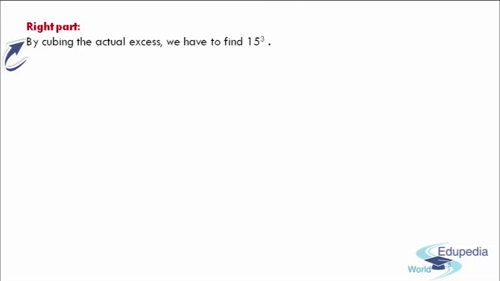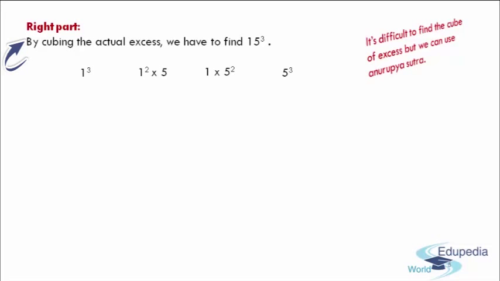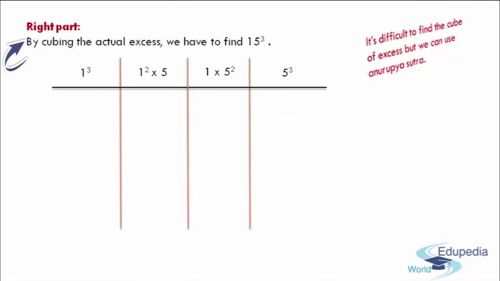Friends, I hope that you know how to use Anurupya Sutra, and of course we have discussed Anurupya Sutra in our previous sessions. Here I am using this Anurupya Sutra in a very short way. At first I am going to write the numbers, that is 1 cube, 1 square into 5, 1 into 5 square and 5 cube. After writing all these, I am going to place some vertical and horizontal bars. After that I am going to write the answers of these numbers.